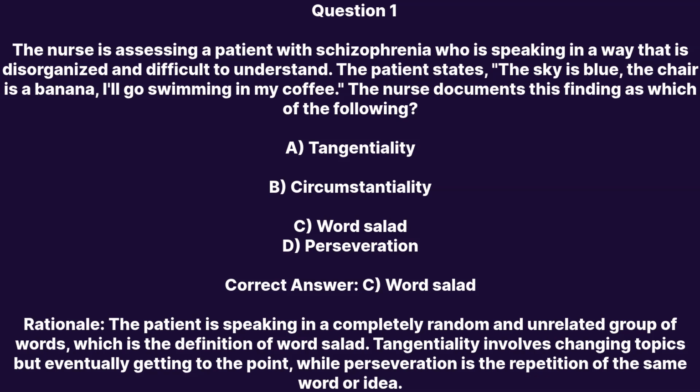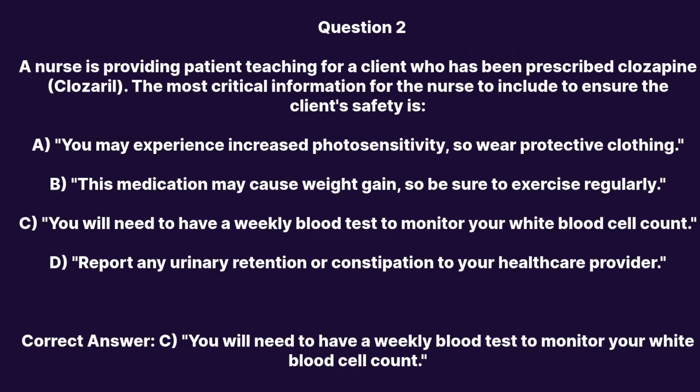A. Circumstantiality. B. Word salad. C. Perseveration. The correct answer is B, word salad. Rationale. The patient is speaking in a completely random and unrelated group of words, which is the definition of word salad. Tangentiality involves changing topics but eventually getting to the point, while perseveration is the repetition of the same word or idea.